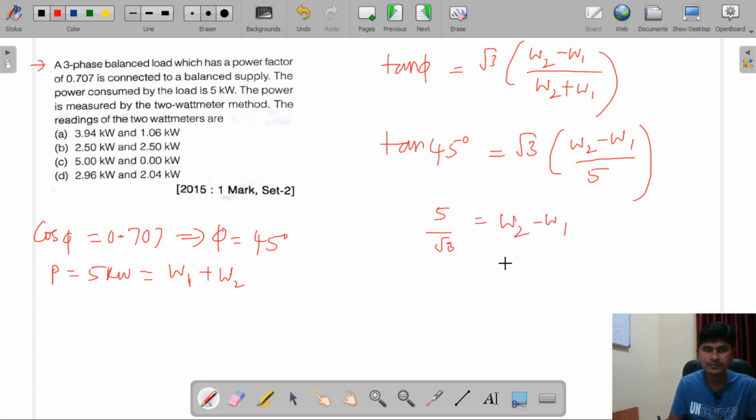5 by root 3 is 2.886. So W2 minus W1 is equal to 2.886 kilowatts.